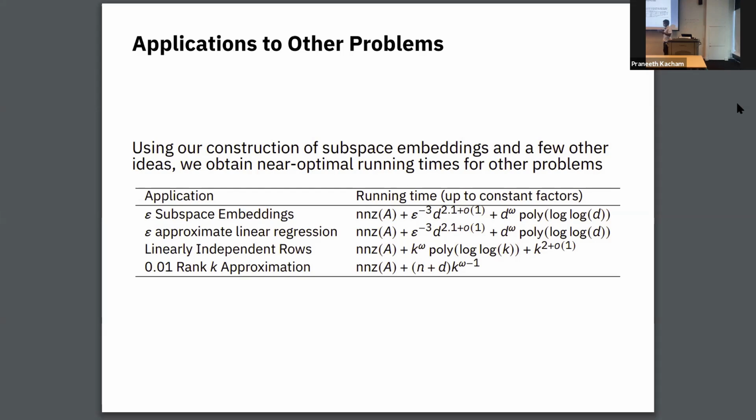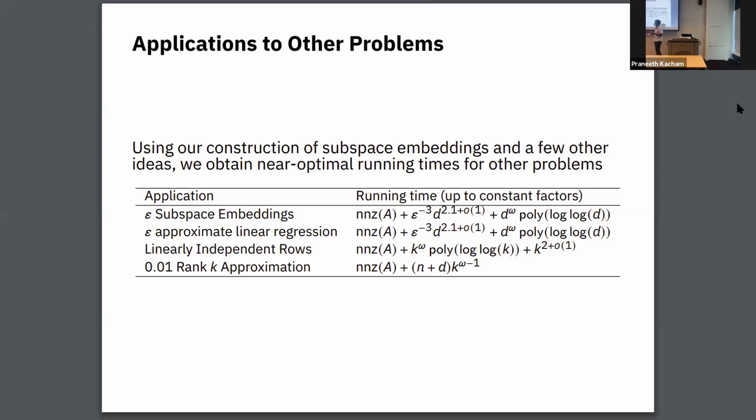So we made a contribution in removing this log factor, which has remained for many years essentially. And we also solve epsilon approximate linear regression. Given an instance of linear regression, you want to obtain a 1 plus epsilon approximation. And this also has a d to the omega poly log log d dependence now.